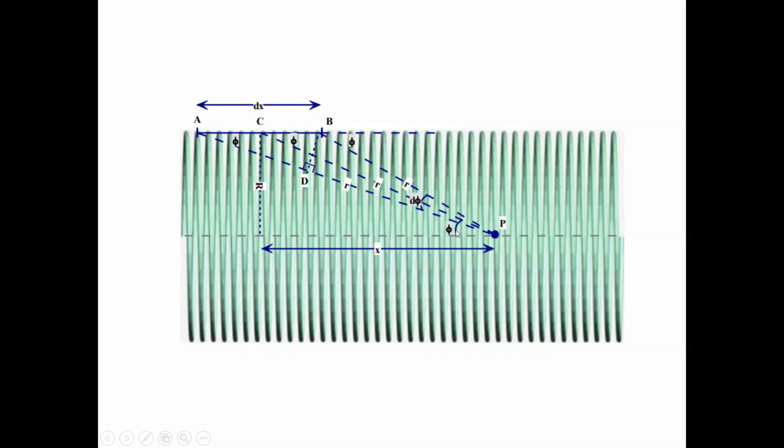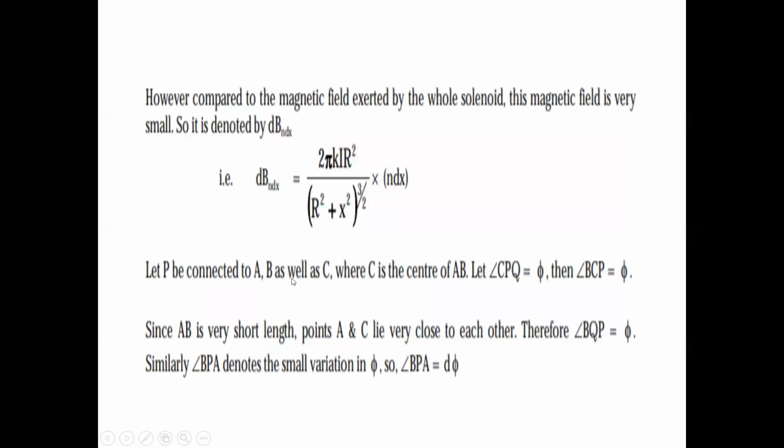Now phi is the angle between C, P and O, and d phi is the angle between A, B, P. Now this is the expression for the magnetic field due to the whole solenoid, and these are the angles we have already discussed in the figure.